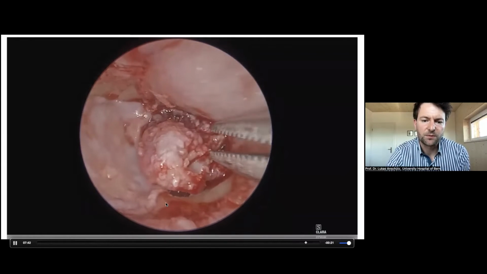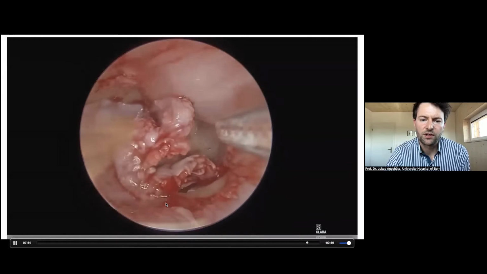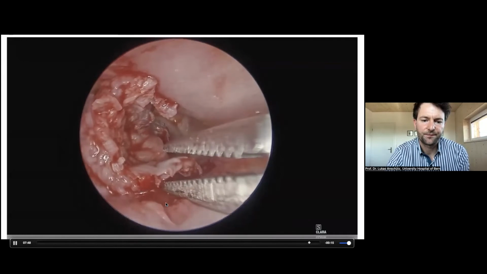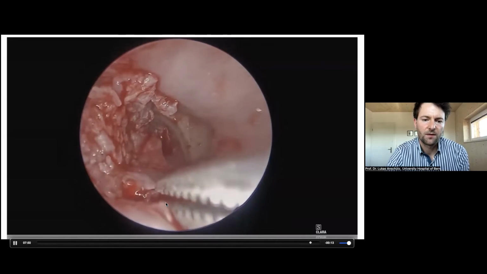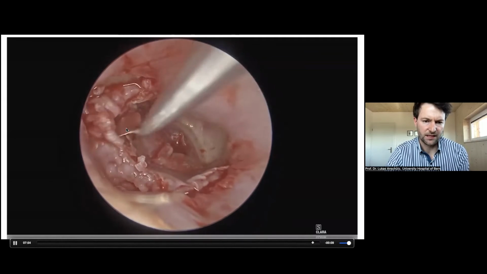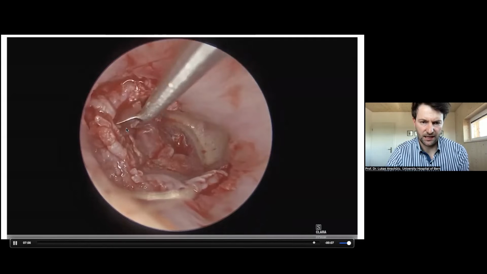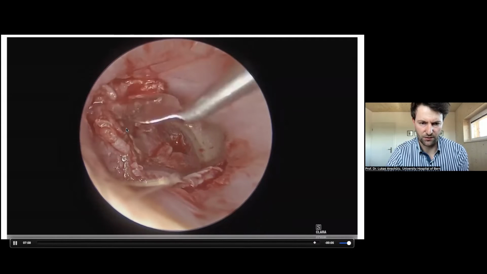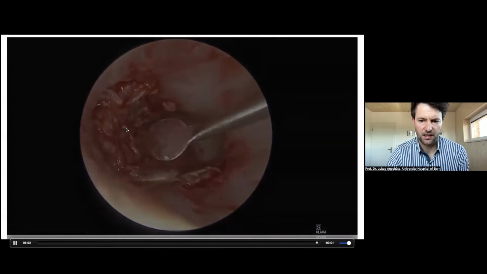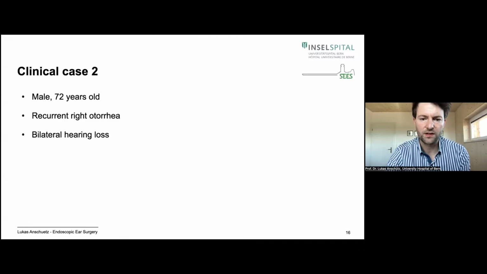We can put the perichondrium over the cartilage and then put back our flap. And you can see here was the cholesteatoma, nicely reconstructed, and this would be the end of our surgery. Of course, we also need to pack, and you will see the packing in the next case. Okay, so let's go to the next case.